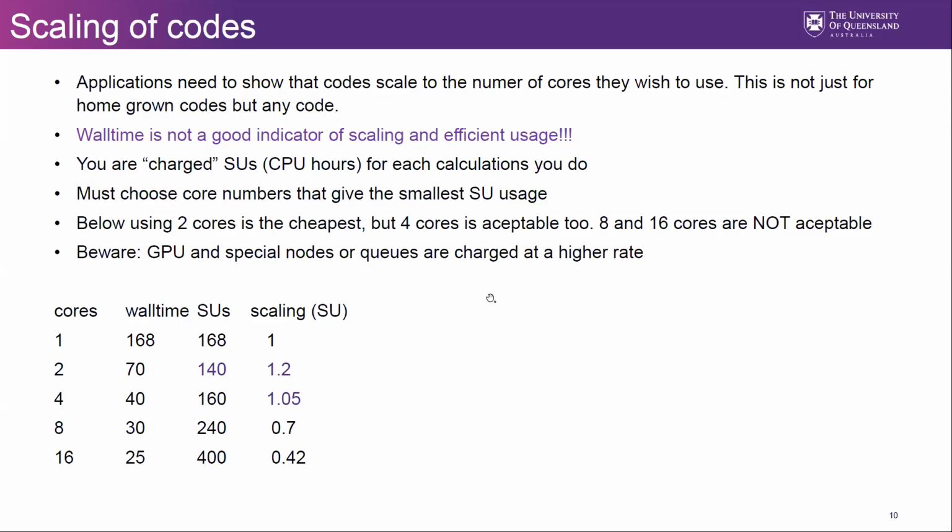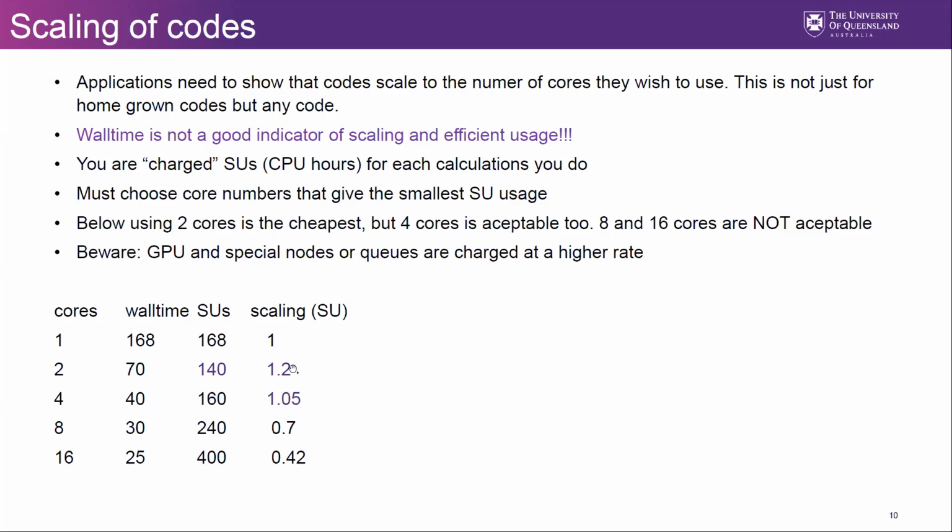And if you're saying what kind of core numbers you're going to use for your calculations, you will have to choose the core numbers that give you the smallest SU, service unit, usage. So if we're looking at the table here, number of cores, now you can't do that anymore, but just as an example, that's your wall time. And yes, the wall time is dropping really nicely the more cores I'm chucking at this one. However, the service units are different. The service units are actually going down, but then they're going up again.